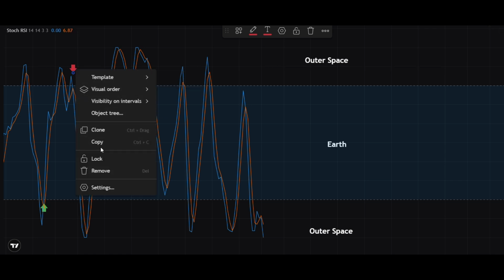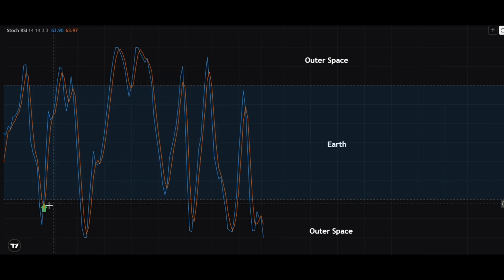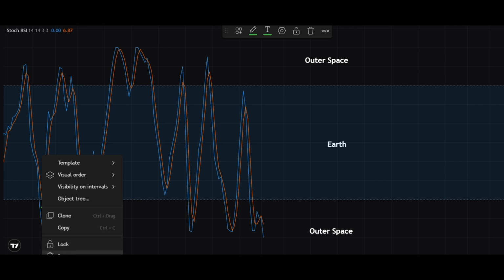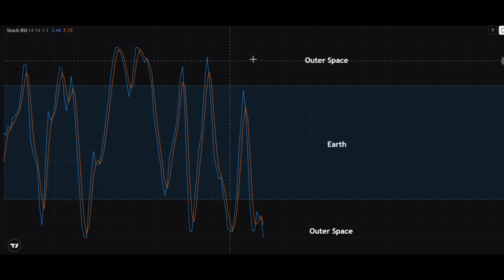So let me delete these real quick. So when we have the stochastic lines going out of space, you want to chill because that is an area where they're either overvalued or undervalued. You get what I'm saying? It's like, it's still an RSI. It's just a stochastic RSI. So it's basically showing you the movements. And this movement matches up perfectly with price action.